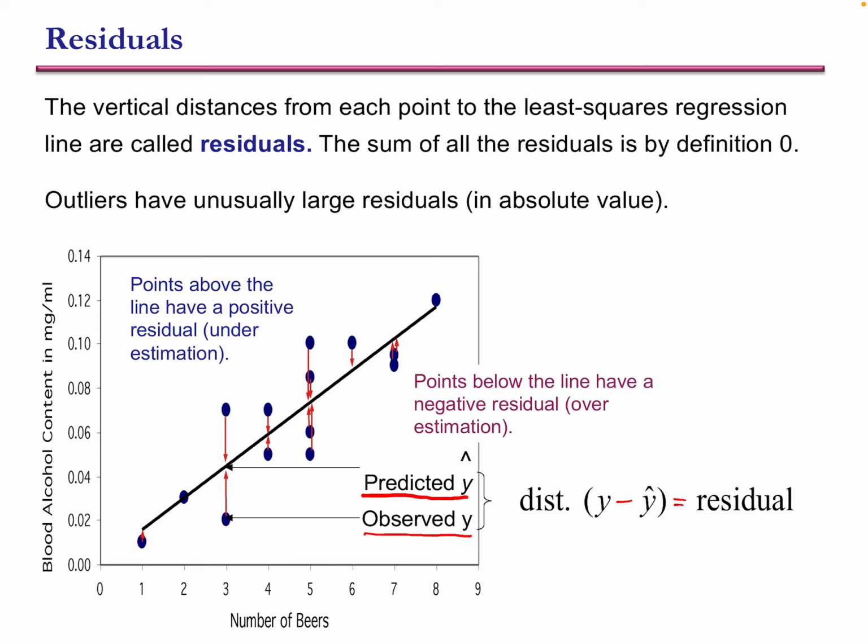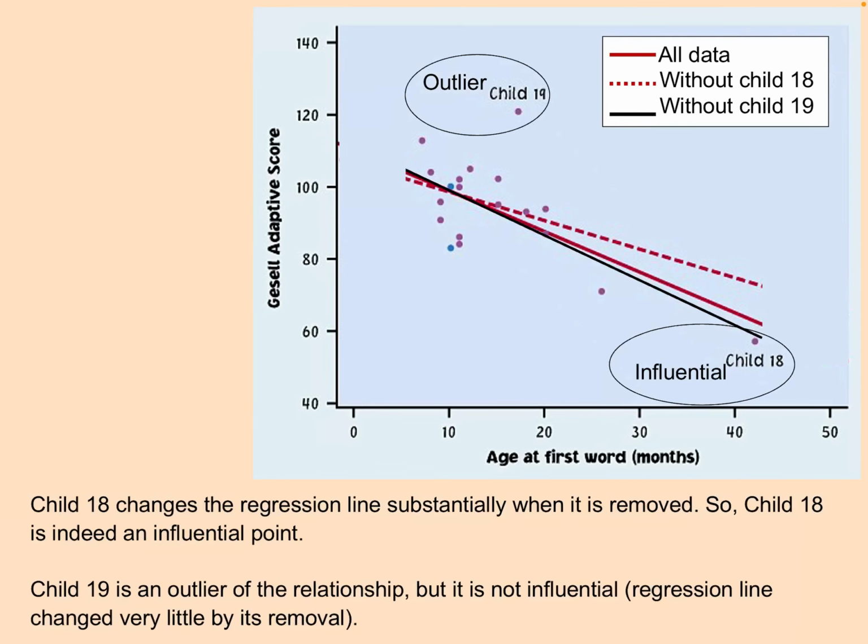So let's look at the effect then of outliers and influential data points on the slope of the regression line. So go back to that data set with the Giselle adaptive score and age at first word. So here we have 3 different scenarios. So the solid red line is our regression line with all the data considered, okay? The influential point and the outlier. You can see the slope of that line.